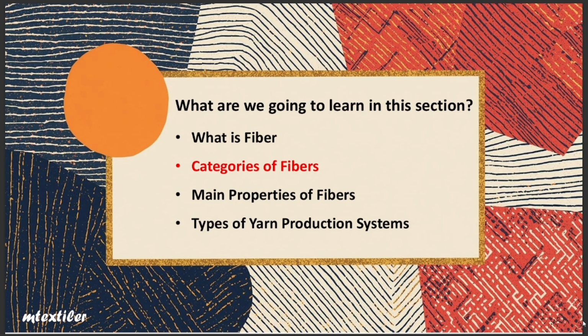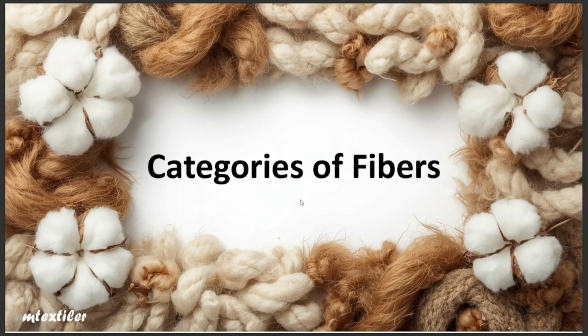The 4 sections of fiber identification are as follows. 1. What is fiber? 2. Categories of fibers. 3. Main properties of fibers. 4. Types of yarn production systems. In this lesson, we are focusing on the classification of fibers.